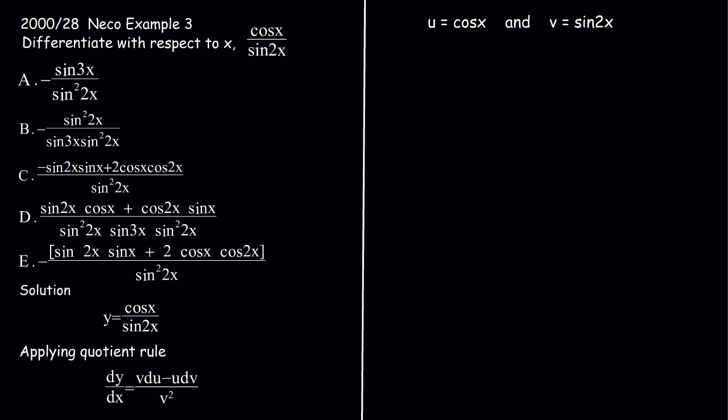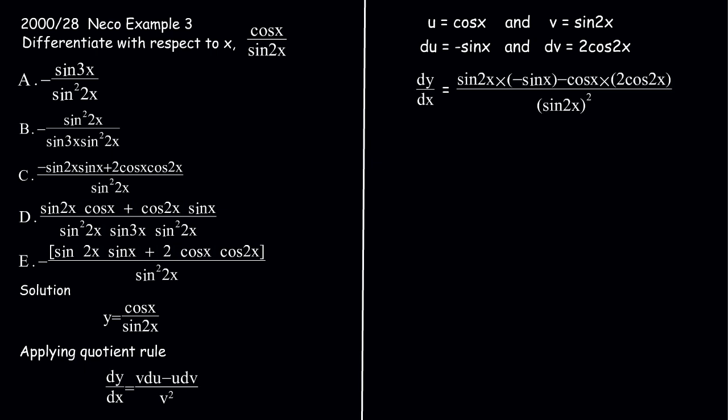Now to get du, that is differentiating cos s, when we differentiate cos s, our answer will be minus sin s, and when we differentiate sin 2s, that's getting dv, it will be equals to 2 cos 2s. At this point, we are going to be substituting for u, du, v, and dv in our quotient rule formula, and doing so, dy over dx will be equals to sin 2s, which is v, times in bracket minus sin s, which is du, minus cos s, which is u, multiplying in bracket 2 cos 2s, which is dv, divided by sin 2s in bracket square.